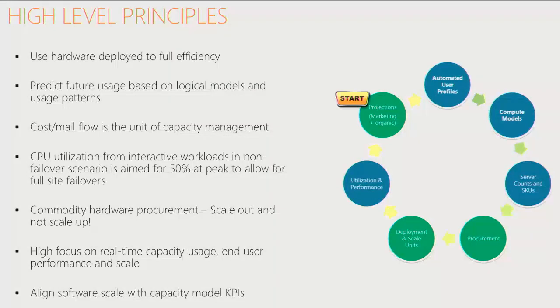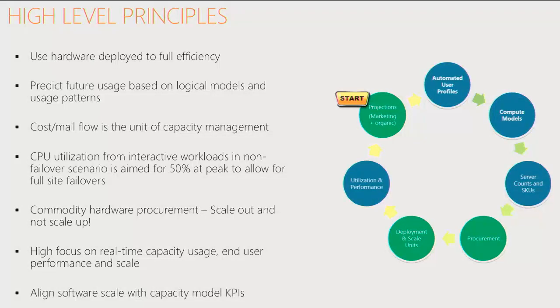A few of the high-level principles which we use for capacity management: of course, like any other cloud provider or any other data center operation, we try to run the hardware at full efficiency. Logical models and usage patterns: this is where we do a lot of machine learning activities on our EDS data to accurately predict how users are using our service. As I said before, cost per mail flow is the unit of capacity management. This is how we know how much capacity we need today and how much capacity we will need in 6 months.